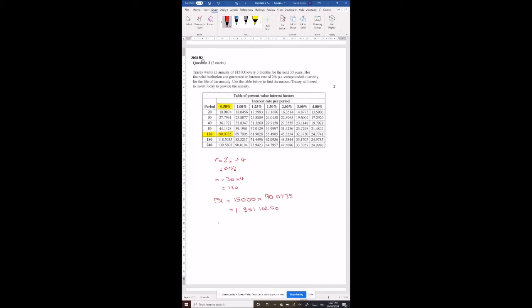So therefore Tracy needs to invest $1,351,102.50. So she will have the total amount that she requires at the end of the 30 years.